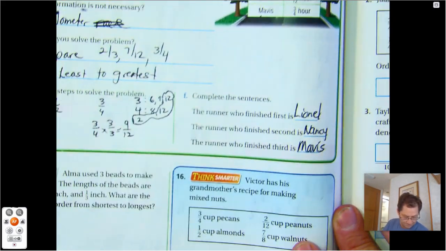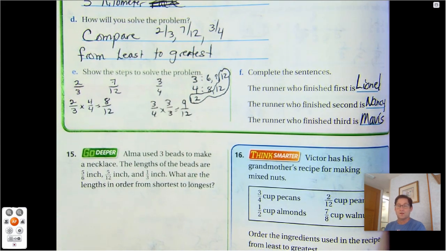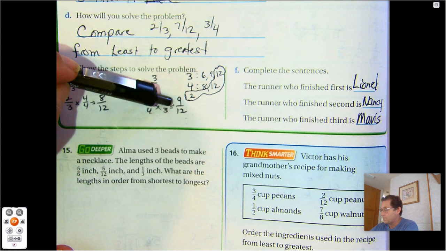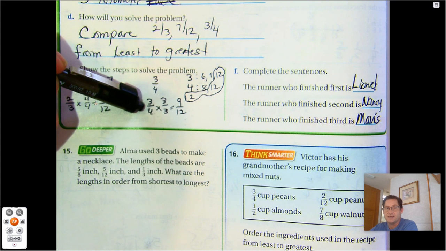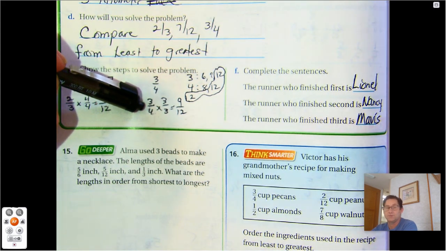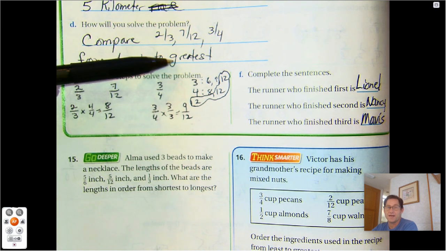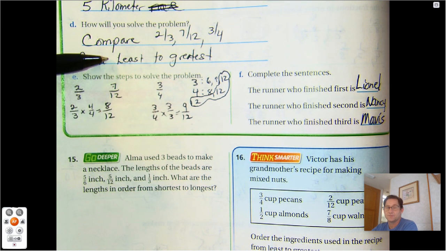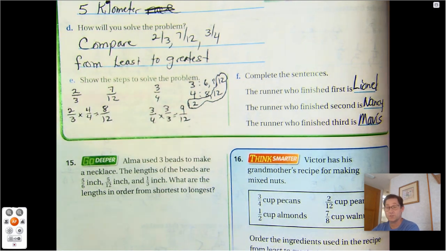All right. So again, while Mavis's number is the largest, that means that she's closest to taking an hour to run. The one that was furthest from completing an hour of running was Lionel. Okay? So he was closer to 0. Think of it that way. Who was the closest to 0 or the furthest away from 1 hour? Lionel. Who was closest to 1 hour? Mavis.